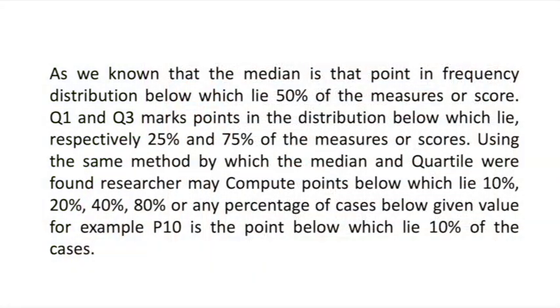As we know, the median is that point in a frequency distribution below which lie 50% of the measures or scores. Q1 and Q3 are points in the distribution below which lie respectively 25 and 75% of the scores. Using the same method by which the median and the quartile were found, a researcher may compute the points below which lie 10%, 20%, 40%, 80% or any percentage of cases. For example, P10 is the point below which lie 10% of the cases.